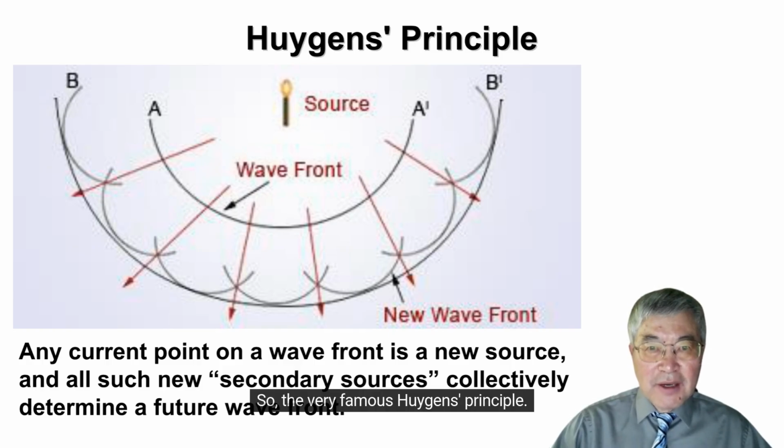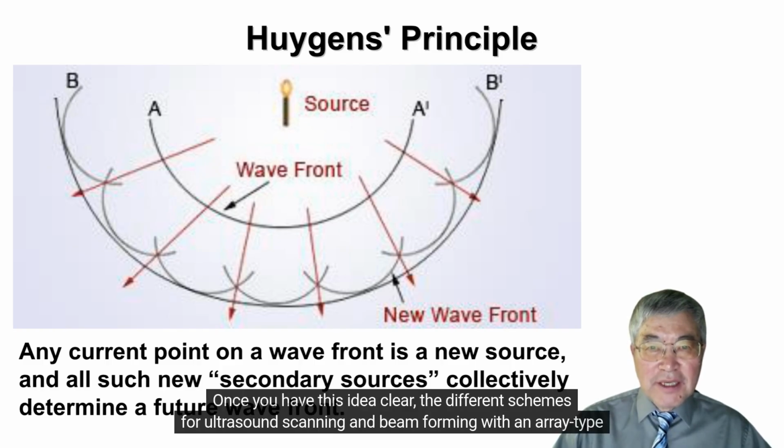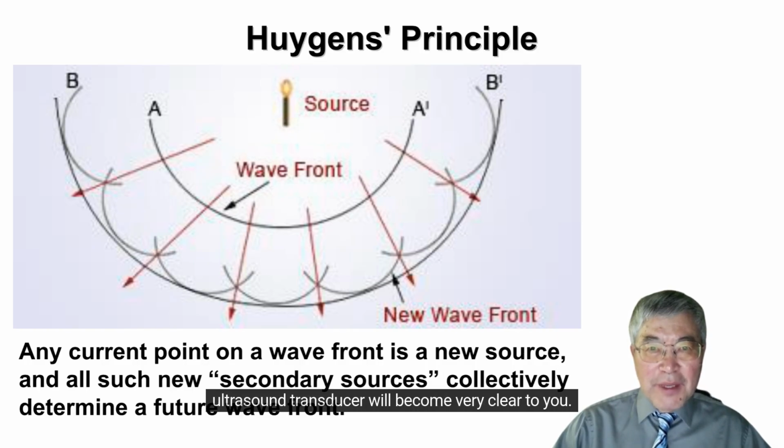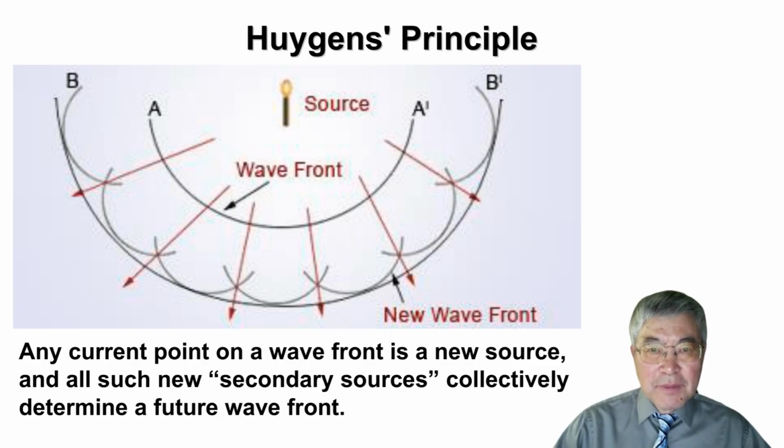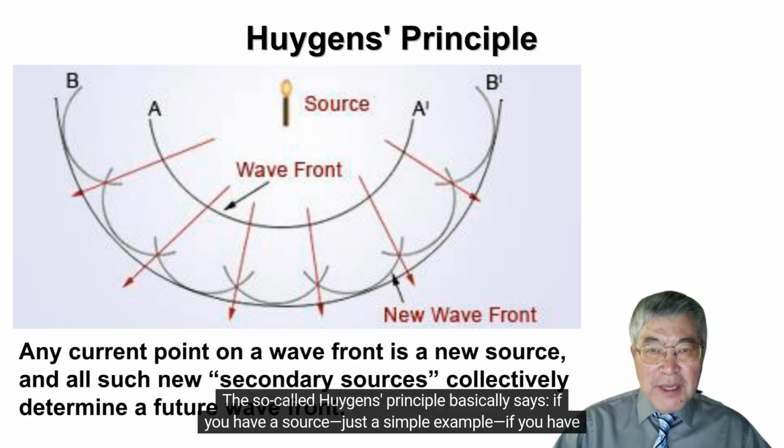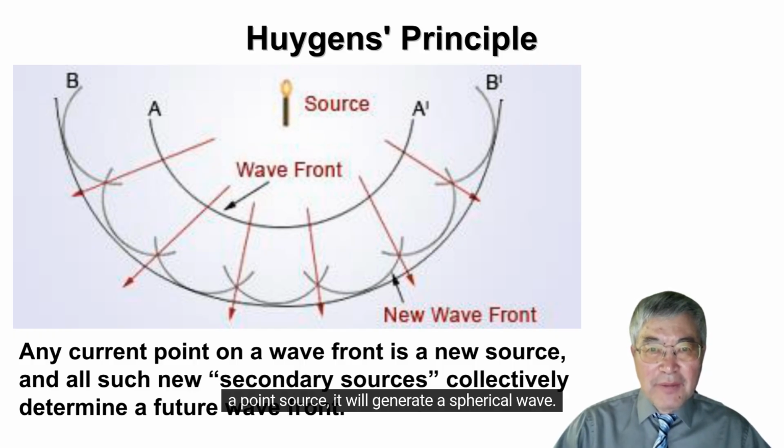The very famous Huygens principle, this slide is to guide the idea. Once you have this idea clear, the different schemes for ultrasound scanning and beamforming with an array-type ultrasound transducer will become very clear to you. The so-called Huygens principle basically says, if you have a source, just a simple example, a point source, it will generate a spherical wave.